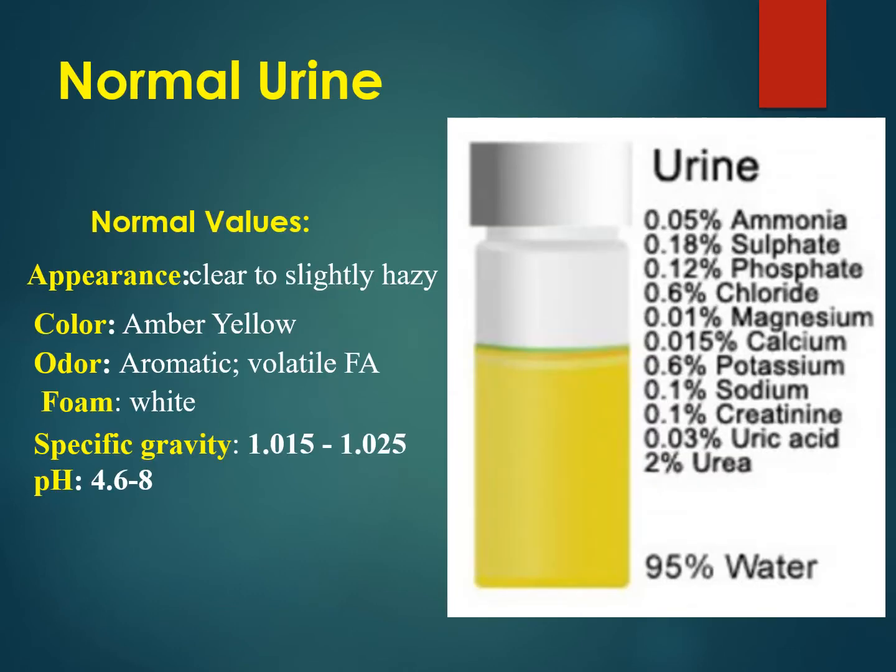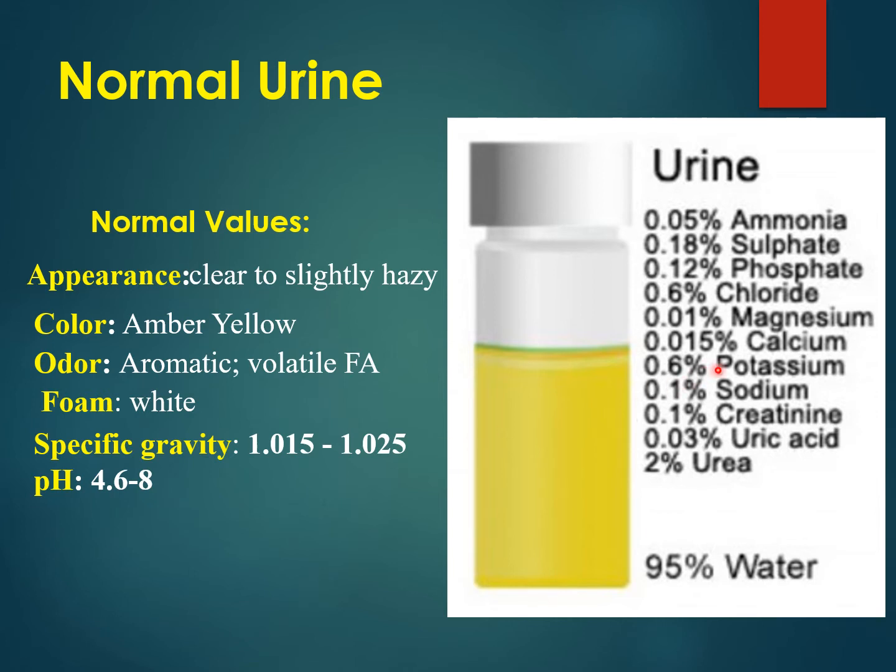This is just a picture of the urine, and this is the normal color of the urine. It is called an amber yellow coloration, and the odor is aromatic due to the volatile fatty acids in the urine. There is foam whenever you shake the urine. Specific gravity: just keep the figures 1.015 to 1.025. The pH of the urine is mostly acidic, 4.6 to 8. Even with vegetables, it might come to an alkaline status.